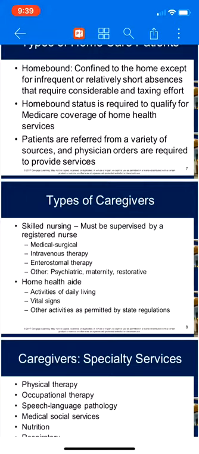In the event that a Medicare-certified agency provides psychiatric nursing care, the agency must certify that the psychiatric nurse has met additional qualifying criteria to perform this function. Skilled nursing services must be supervised by a registered nurse.